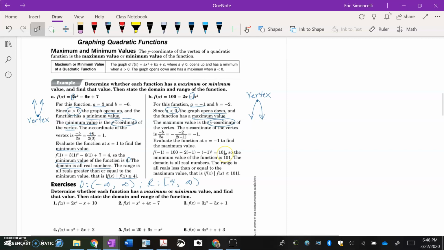Plug it in, and you're going to get a value of 101, which of course is the maximum, and your domain and range are as such. All reals for the domain and the range as you see it.